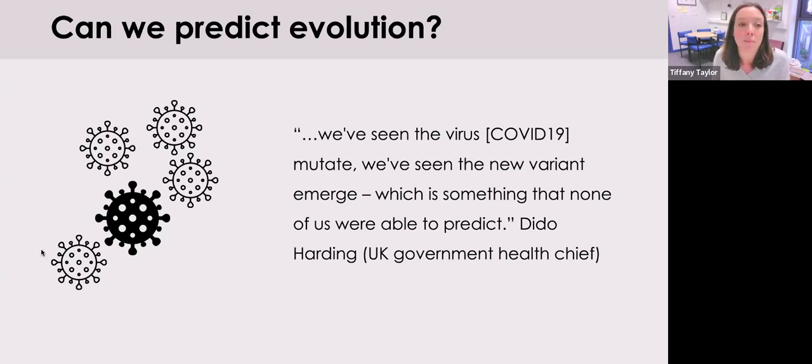And quite early on in the pandemic, she said that we've seen the virus mutate, we've seen the new variant emerge, which is something that none of us were able to predict. So the scientific community did quickly jump on this and said, of course, mutation was inevitable, and natural selection would select for those variants that had a higher transmission rate. So we could have surely predicted that new variants would emerge. But would we ever have been able to have the kind of predictive power that might allow us to anticipate which variants might emerge at the nucleotide level and cut them off at the pass as such?